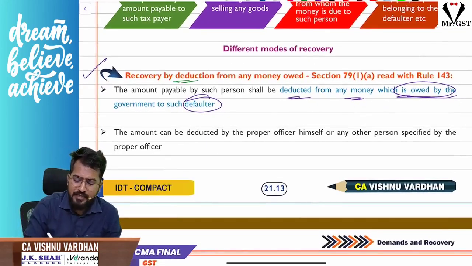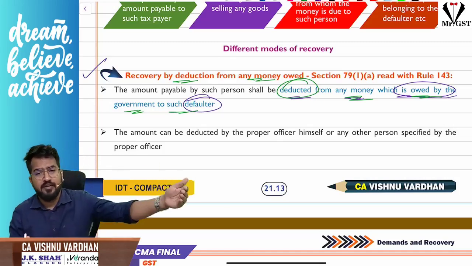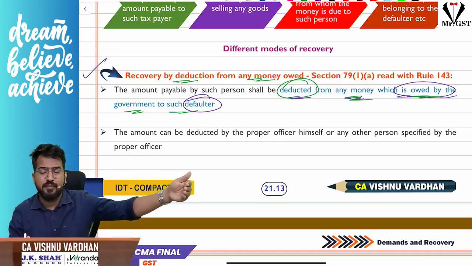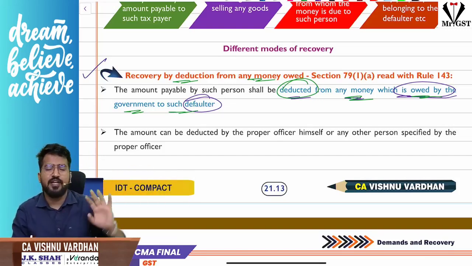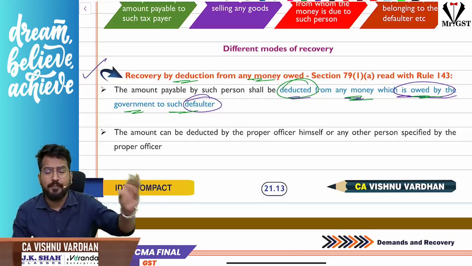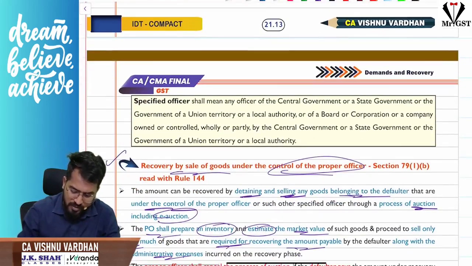Recovery by deducting the amount which is owed to him. The amount payable by such person shall be deducted from any money which is owed by the government to such defaulter. Suppose he has to pay us 10 lakhs and we have to pay some 12 lakhs refund, something is there for him, from that we can deduct, or any 2 lakhs is payable by the government to him, that we can deduct. So what we have to pay to him, from that we will just deduct what he has to pay to us. That is one way.